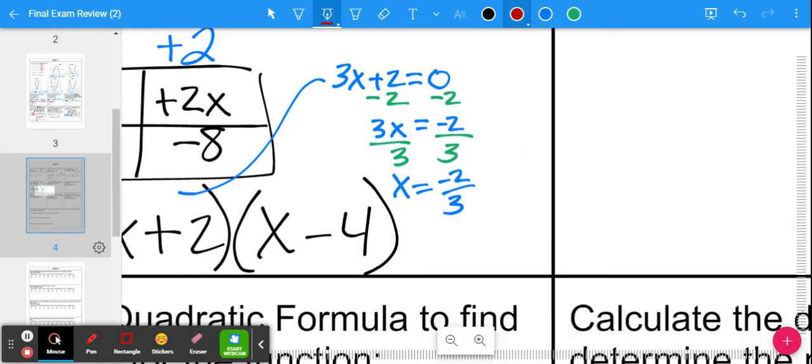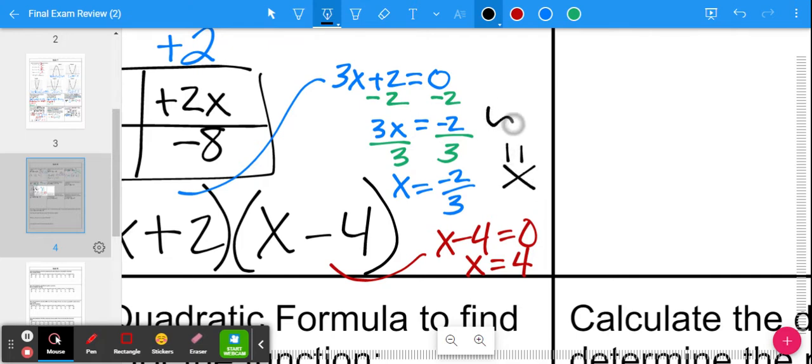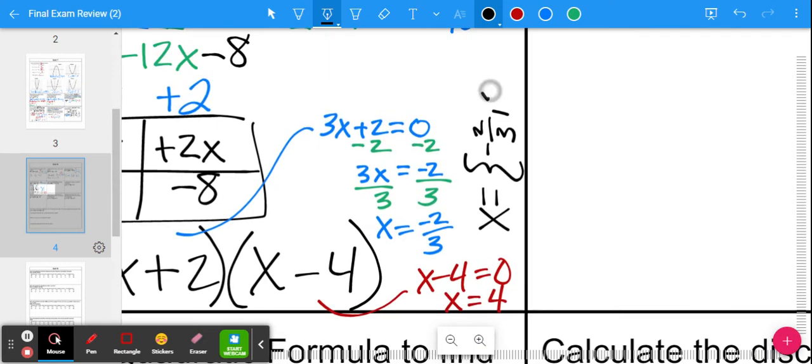Then for your second binomial, we set it equal to 0 as well. So we have x minus 4 equals 0. Add 4 to both sides, and you get x equals 4. So your solutions would be x equals negative 2/3 or 4.